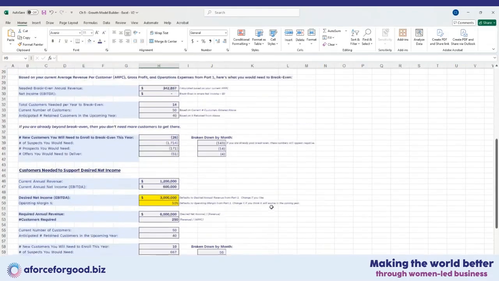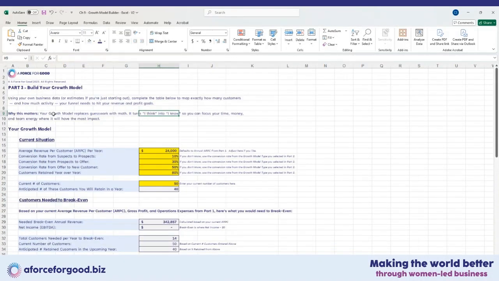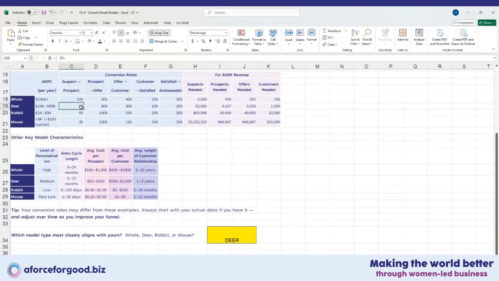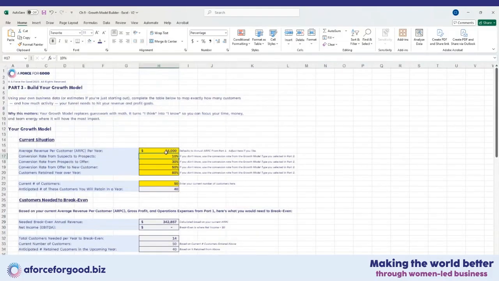Now we're going to build your actual model. Use your actual business data or estimates, fill in the yellow spots. It defaults to the average revenue per customer from part 1. So you can leave it alone, right? What's your conversion rate for each of these? If you don't know, go to your growth model type, select it in part 2. Here is my conversion rate from suspects to prospects. I'm a deer. Deer suspects to prospects says it's 8%. Okay, I don't know what my actual percent is, so I'm just going to put 8%.